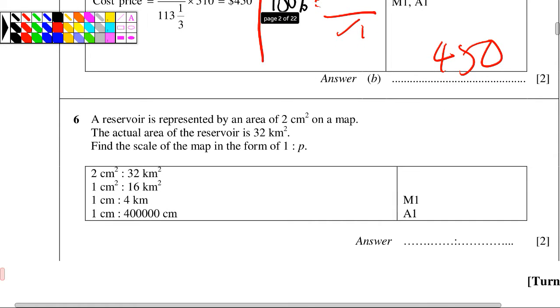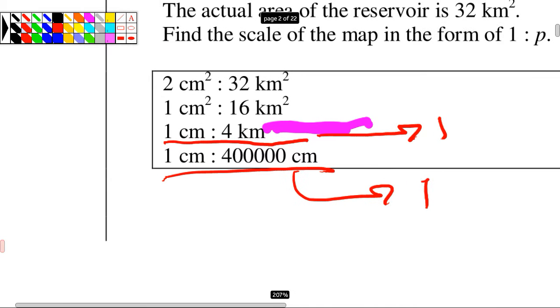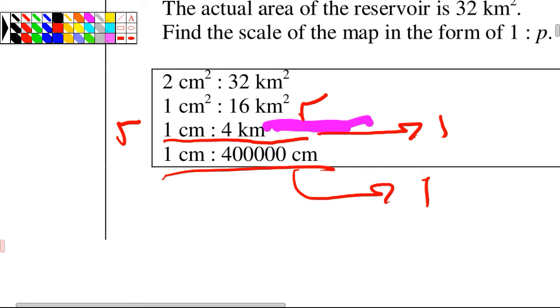Okay, next. Reservoir. Reservoir is 2 cm square. Ability to write this is 1 mark. This is 1 mark. This is 1 mark. How do I get 16 to 4? Square root. So you square root both sides. Then you get the 4.